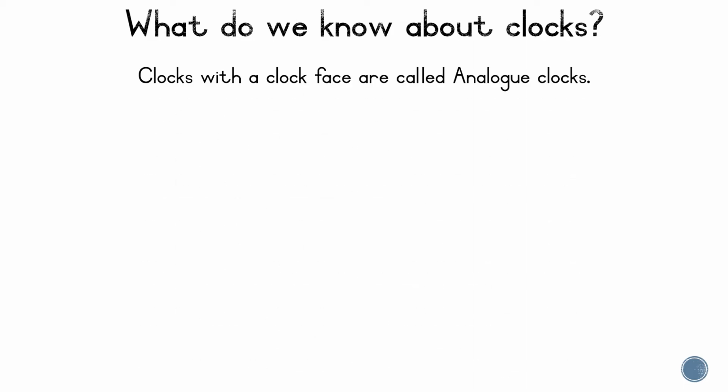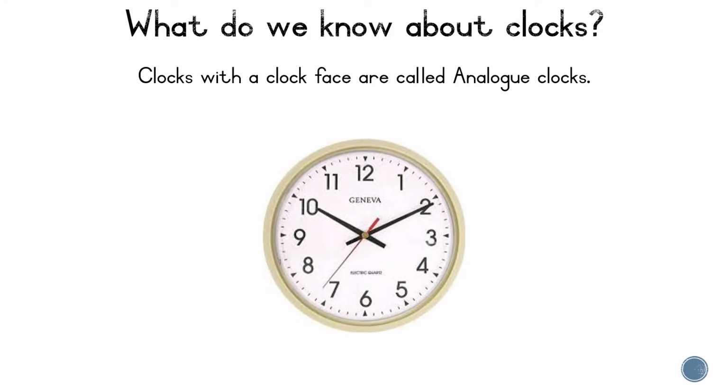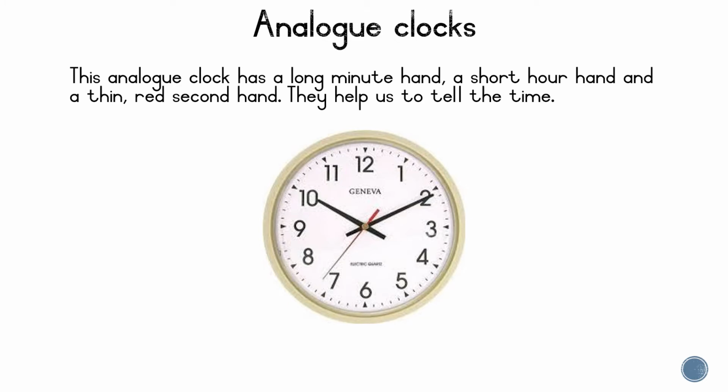What do we know about clocks? Clocks with a clock face are called analog clocks. Here we have an analog clock. Let's have a closer look at analog clocks. This analog clock has a long minute hand, a short hour hand, and a thin red second hand. They help us to tell the time.